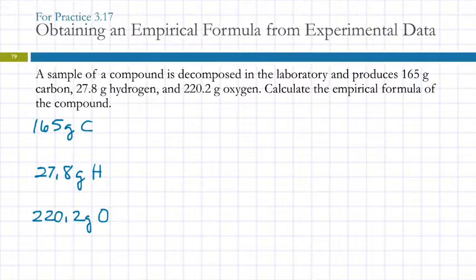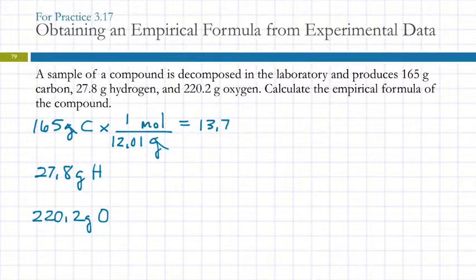So we're going to take masses and convert to moles. So to convert grams to moles, I want to multiply by mole and divide by gram. So for carbon, these are the masses on the periodic table. One mole weighs 12.01 grams. The grams cancel out. 165 divided by 12.01 is 13.7.